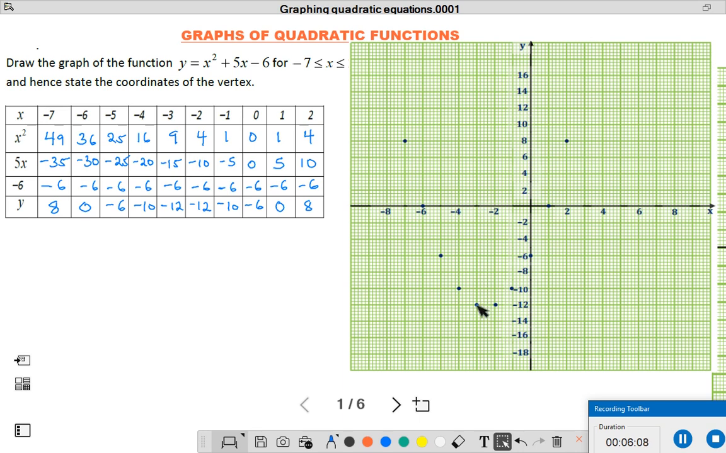Negative 3 is here, and negative 12. So this one is negative 1, negative 10. We have 0, negative 6 here. We have 1, 0, the point is here. And 2, 8, our point is here. So that means that we have our graph opening upward. So it will have a minimum point somewhere here. So we are going to draw a smooth curve passing through all the points. Let us do that.